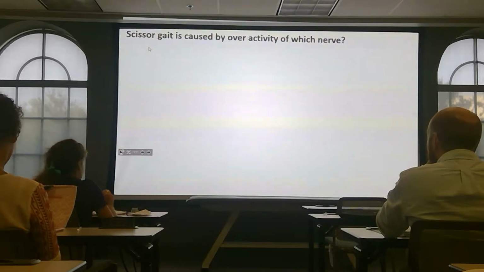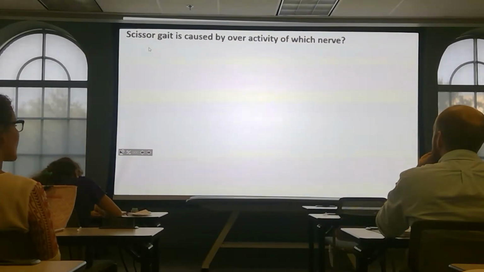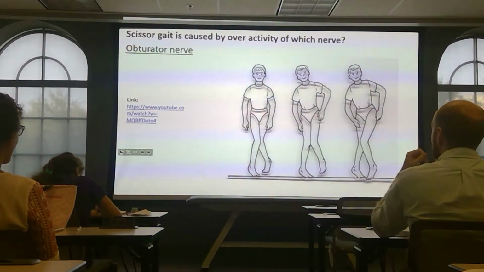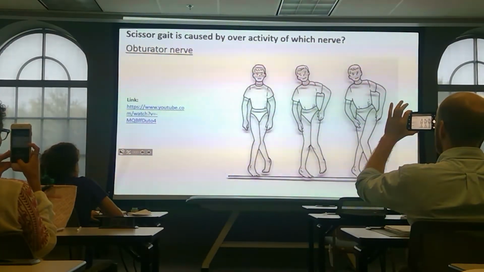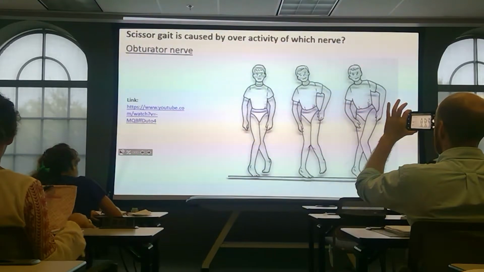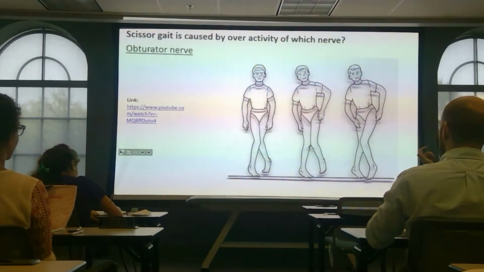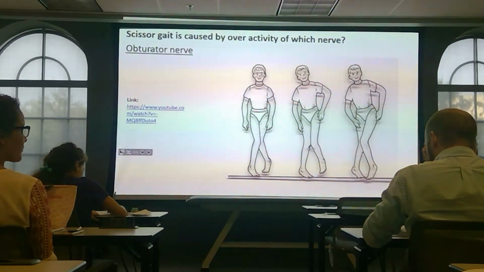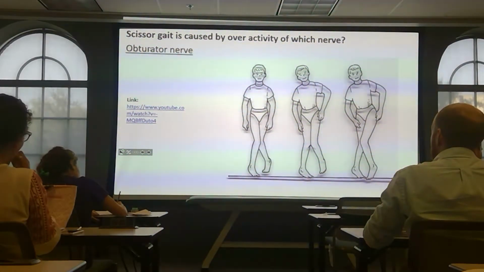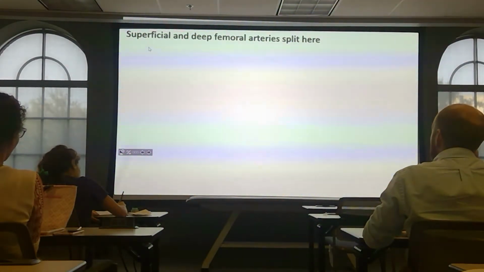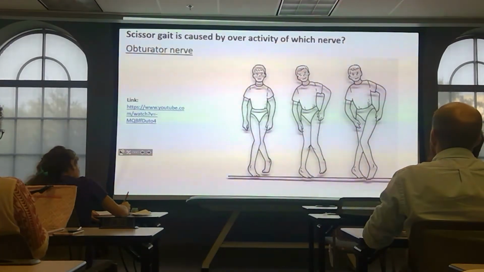Scissor gait is caused by the overactivity of which nerve? Obturator, yep. As the patient comes over, their leg is adducting in front of them, so it looks kind of like a scissor as they're walking, because the adductor compartment is overactive, and we know that the adductor compartment is innervated by the obturator nerve. The overactivity of the obturator nerve.